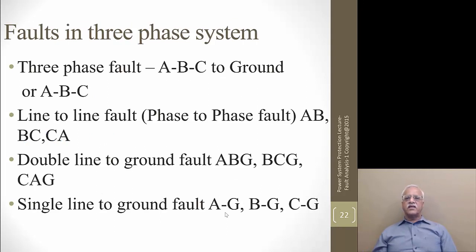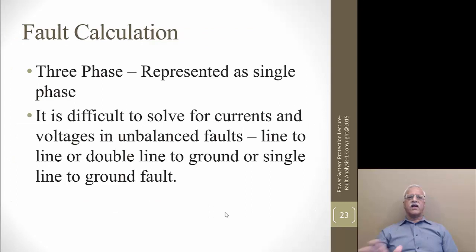A three-phase system has different types of faults. A to B to C, three-phase fault, which can involve ground or not involve ground. Or line-to-line fault, there are three types: A to B, B to C, C to A. Double line to ground: A, B, G; B, C, G; or C, A, G. Or single line to ground: A phase to ground, B to ground, or C to ground.